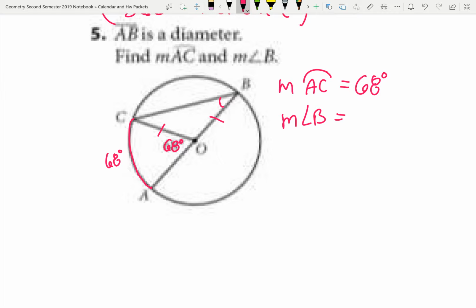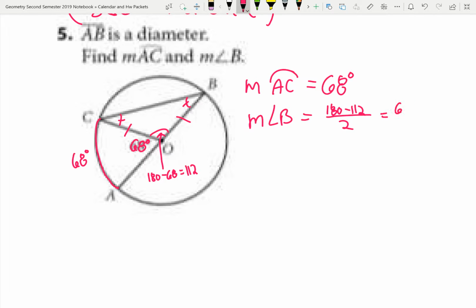Oh, look at that. We have an isosceles triangle, right? These are going to be the same. So this angle right there is going to be 180 minus 68, which equals 112. And so B will be equal to 180 minus 112, divided by 2, which is 68 divided by 2, which is 34 degrees. And there you go.